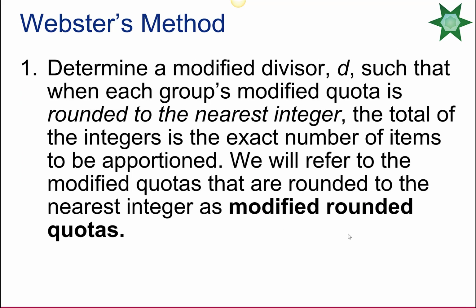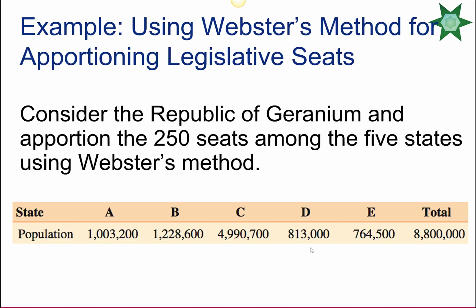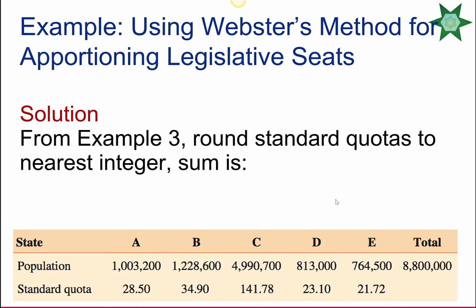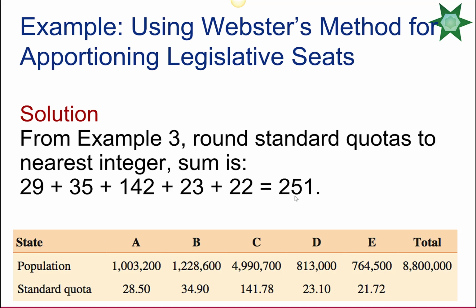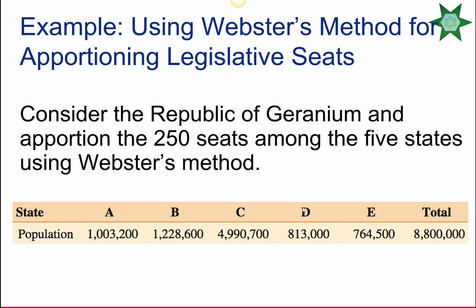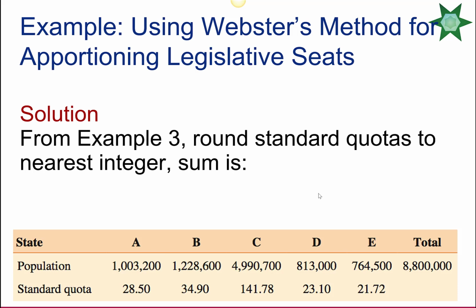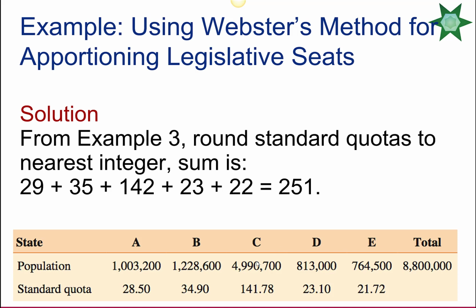In Webster's method, we also use a modified divisor, and now we're going to round to the nearest integer, and these are called modified rounded quotas rather than modified lower or upper quotas. So we're going to go back to Geranium. Let's go back for a second. If we just use the regular standard quota and round to the nearest integer, we come up with 251. So this first one would round to 29, 35, 142, 23, and 22. We've got too much there.